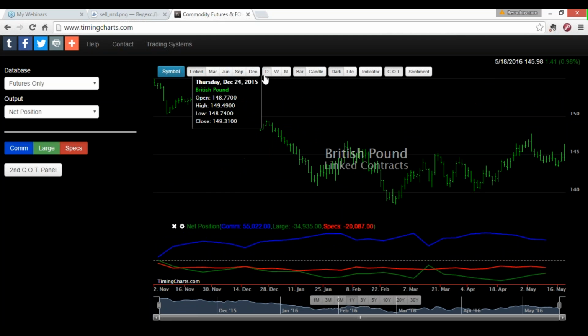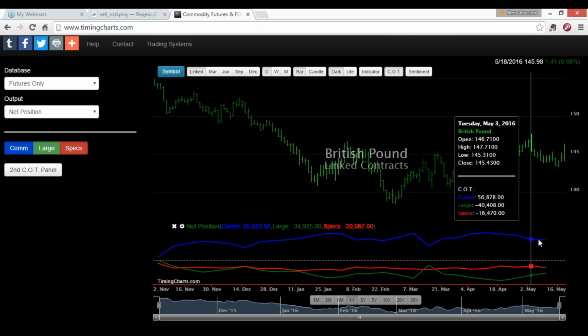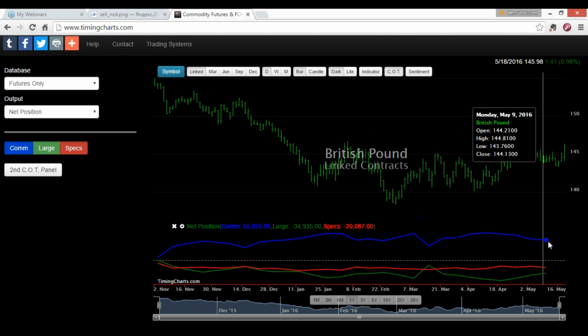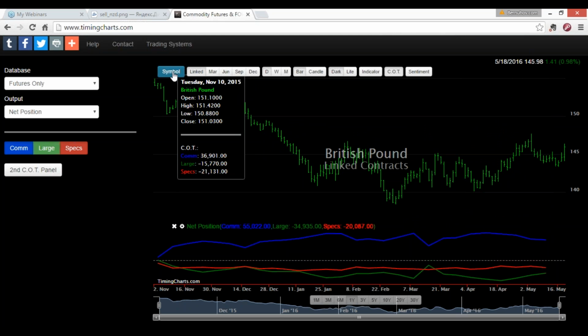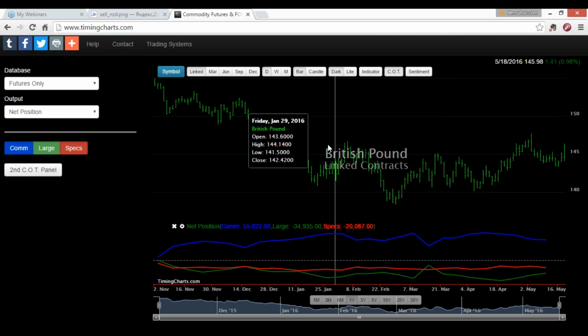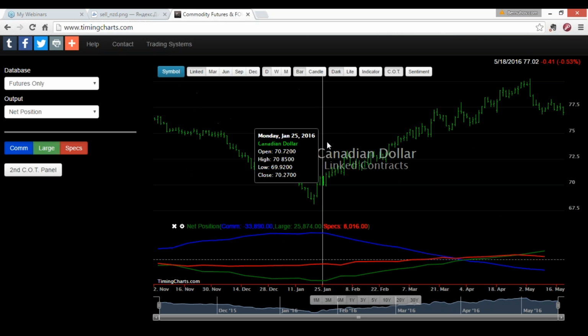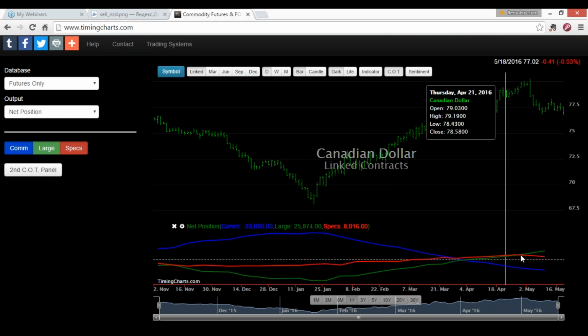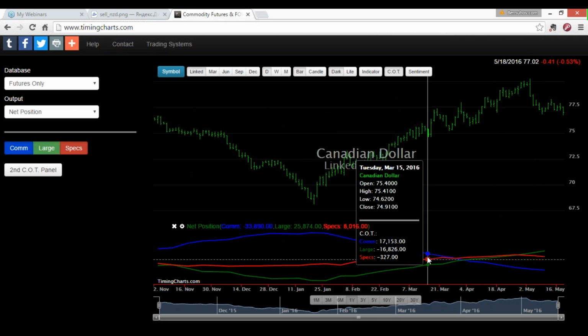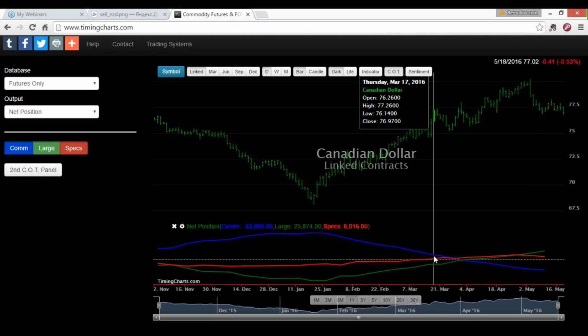We have daily bars, and we have linked contracts, right? And we have two lines here. Well, nothing significant is really happening right now, but there were interesting clues or details on the Canadian dollar. The currency pair on the Forex is American dollar versus Canadian dollar.